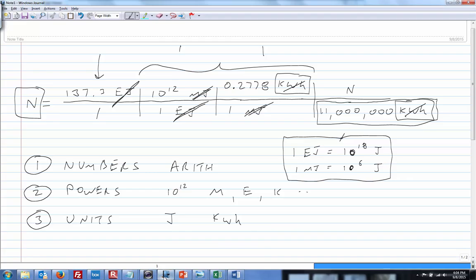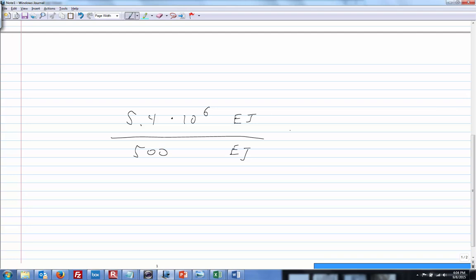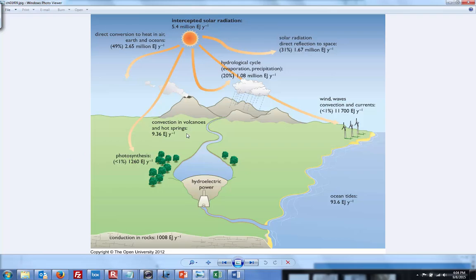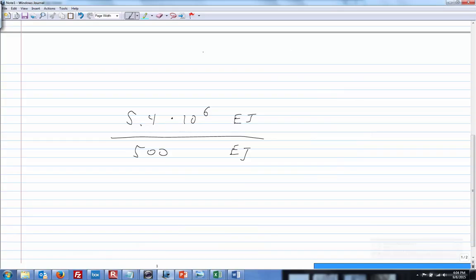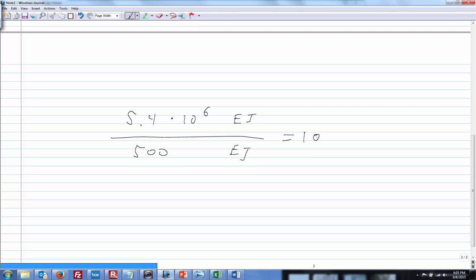Okay, this number, 5.4 million exajoules. When you run this, I think I've got this on the next page. Here's 5.4 million exajoules. That's what hits the Earth's atmosphere. A fair amount of it gets reflected. 31% just gets reflected back. But we know that we use 500 exajoules per year. So is that good news or bad news? Well, do the math, and that comes out to be 10,000. So that means that we're using 1/10,000th of the energy that the sun supplies.